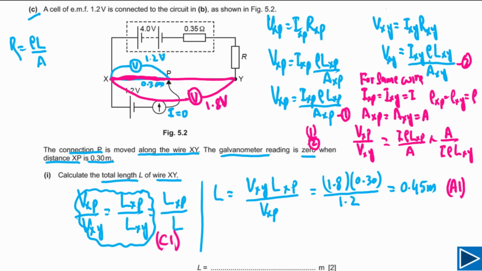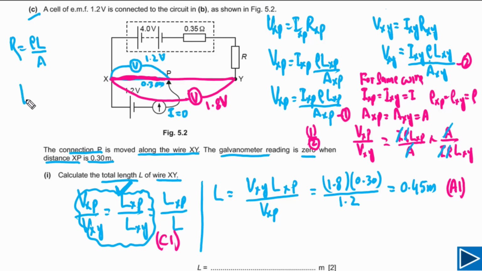Now from here, simply we need to cancel. You can see I is here, we can cancel with I. Rho we can cancel with rho. A we can cancel with A. So we are left with Vxp over Vxy, which is equal to Lxp divided by Lxy. That's the reason we wrote that the ratio between Vxp and Vxy is equal to the ratio between Lxp and Lxy. So this is how you can derive this one.